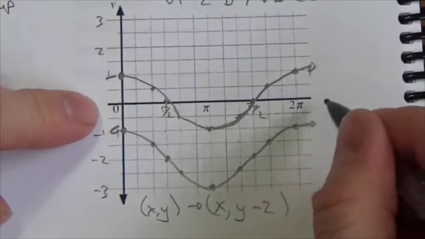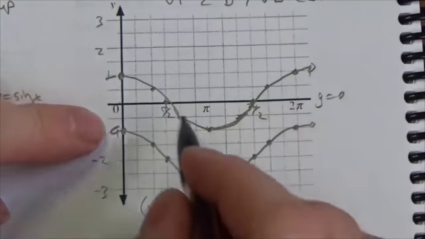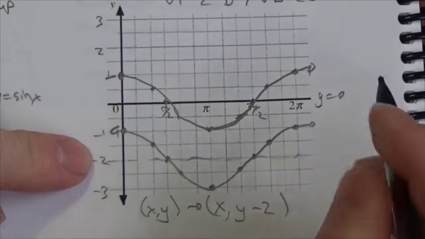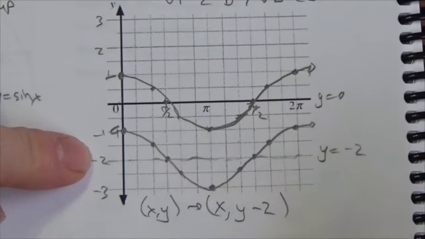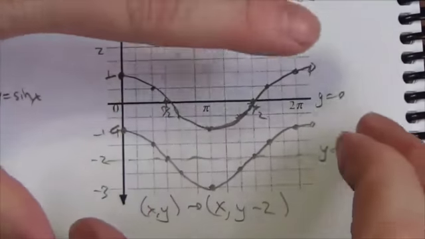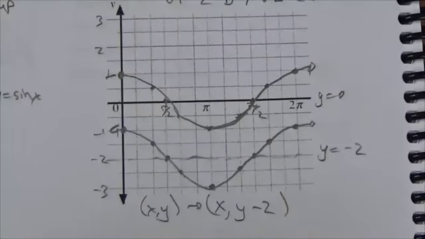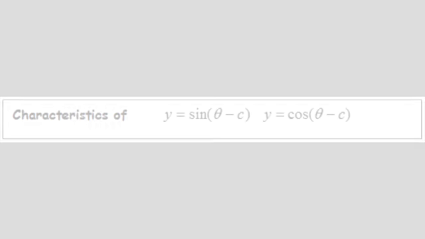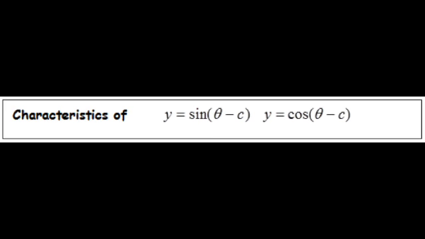Notice again that the median here was originally at y equals 0, but now the middle has been moved down 2 units, and so now it's y equals negative 2. But anyway, that's what that graph looks like. It's just been translated 2 units down. The characteristics of the sine of theta minus c and the cosine of theta minus c.